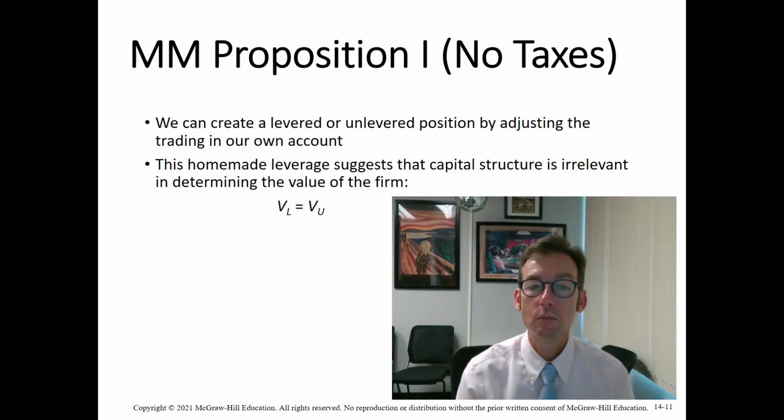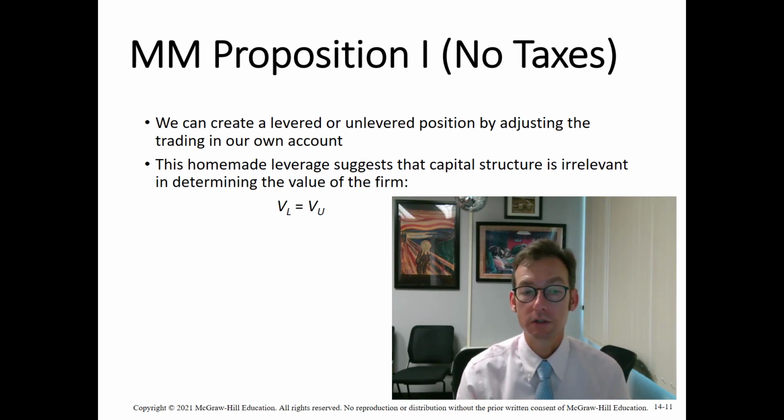So we can state M&M Proposition 1, no taxes. We can create levered or unlevered positions by adjusting trading in our own account. In other words, we don't need the corporation to do this for us. This homemade leverage tells us that capital structure is irrelevant for the value of the firm. In other words, the value of a levered firm is equal to the value of the unlevered firm.